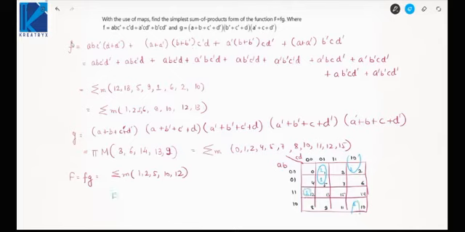So this function will become A, B, C bar, D bar. That is this term. This is AB. This is C bar, D bar. And then the second term, it will be A bar, C bar, D. And the last term, B bar, C, D bar. Okay. That will be the function.